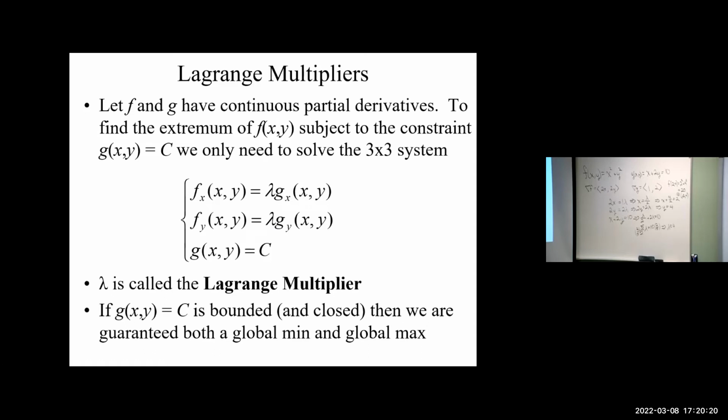Now, if g of xy equals c is bounded and closed, we're guaranteed both a global max and global min. For the problem we just did, x plus 2y equals 10 is a line that goes infinitely in both directions, so it is not bounded. That's why we only got a minimum. But if our constraint was a circle, like one of the ones I might have you do, we will have both the max and the min, like the one we looked at on Thursday, if you remember. We brought up the image in Calcplot 3D. We said, oh, look, there's a max and a min on the circle, but we actually took the min at the bottom.